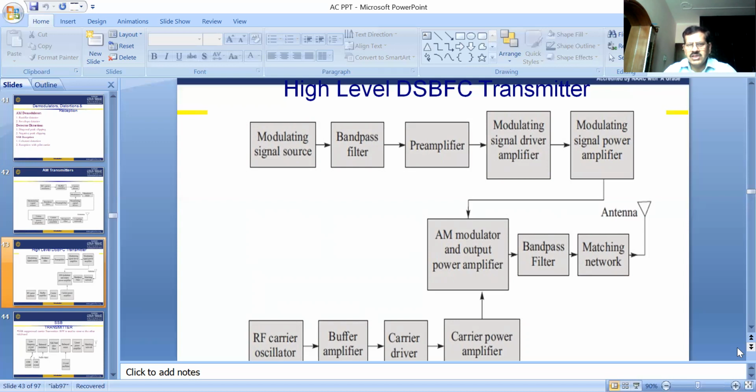Then the output of this power amplifier is applied to the band pass filter, which passes a particular frequency range of the signal, and then to the output network or matching network. Here the output signal is received, and then it is transmitted to free space with the help of the antenna. So this is the high level double sideband transmitter block diagram.